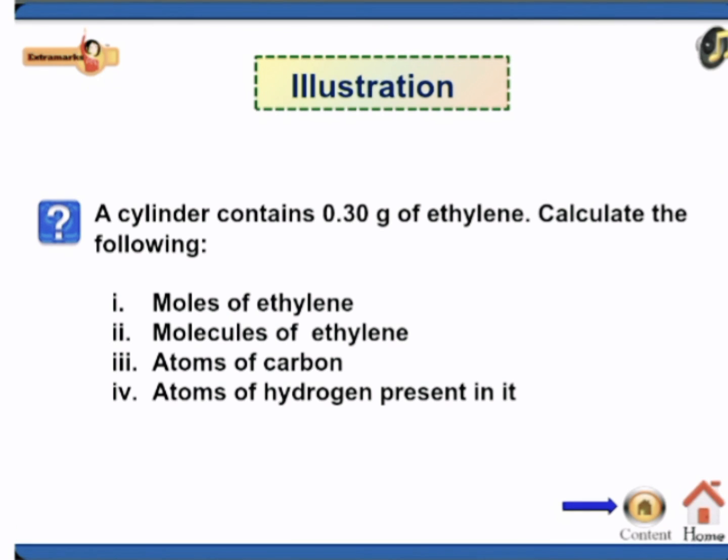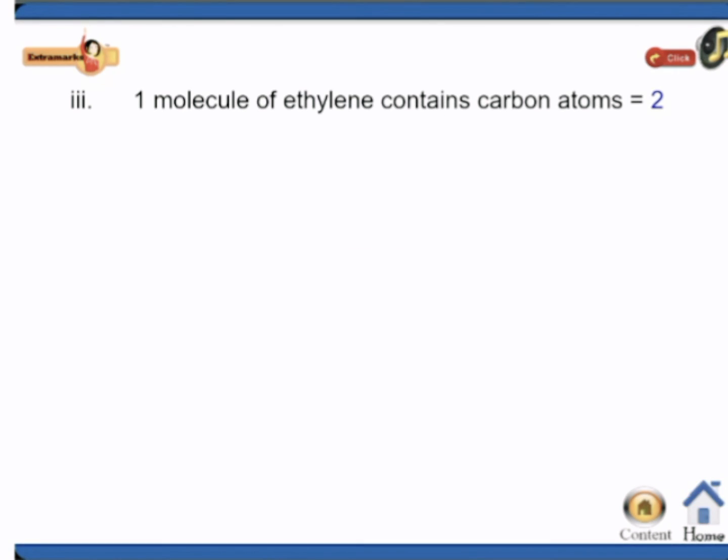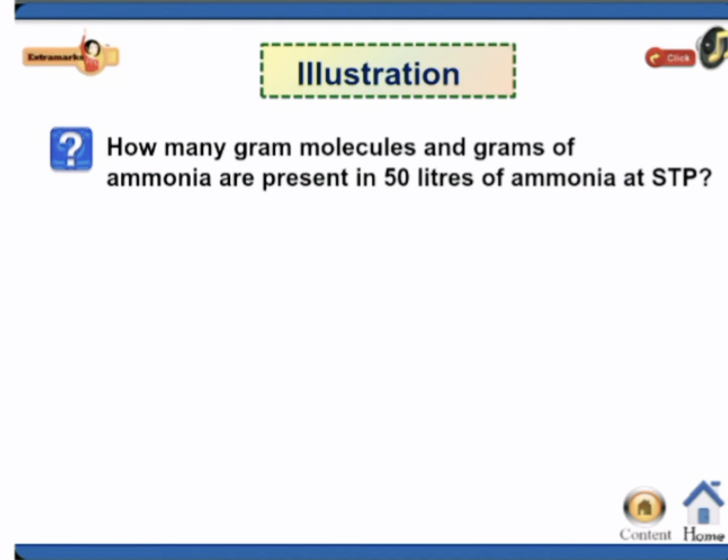Let us solve another numerical. A cylinder contains 0.30 grams of ethylene. Calculate the. Let us begin with the first part. The molecular mass of ethylene is 28. Now we will solve the third part. 1 molecule. Let us solve one more numerical.